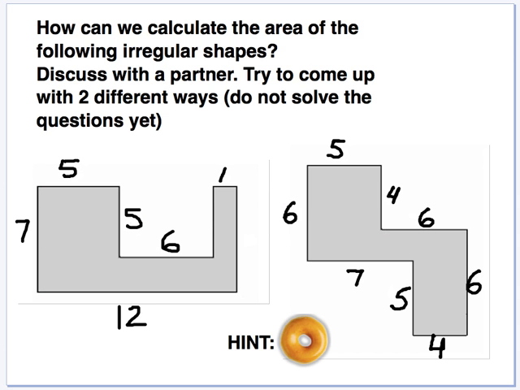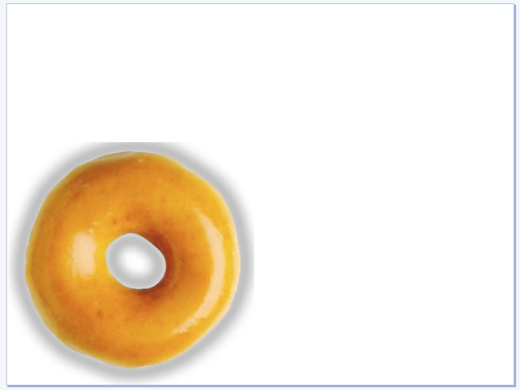All right, so the first thing we're going to be doing is looking at these two irregular shapes, and we're trying to find the area of them. That's what the question is. The first shape on the left looks like a rectangle with a big bite out of it, and the one on the right is two rectangles joined by this little bridge. And I put a donut at the bottom because it's a hint, and I'm going to skip to that.